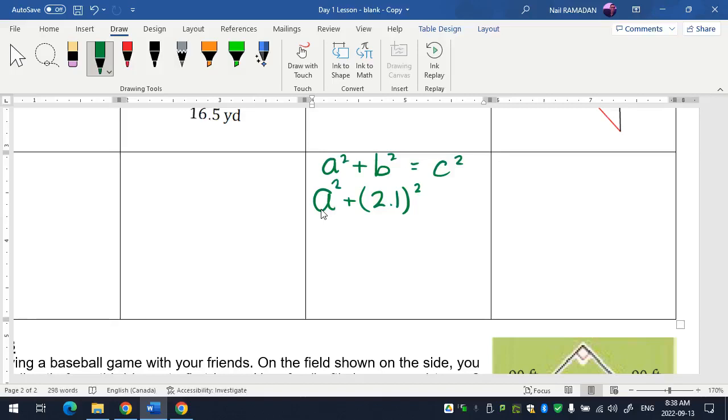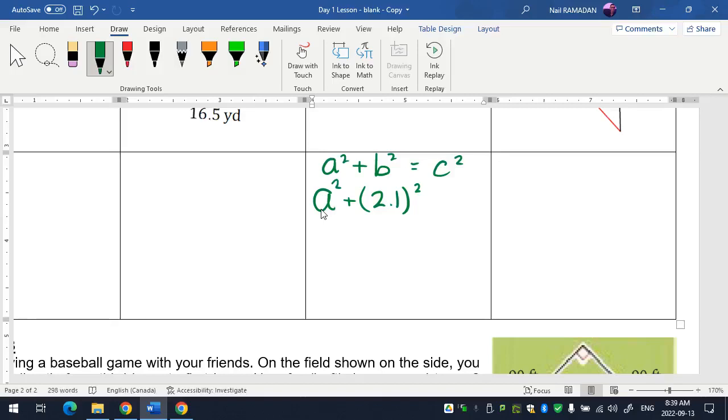Not quite. When do you put... okay, here, is this correct? Everyone, is this correct? Yeah, it is. But it's not needed. When do I need to put the number in brackets if there's a power? Sorry, Hiba? If it's a negative number.